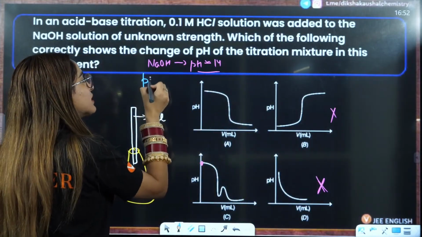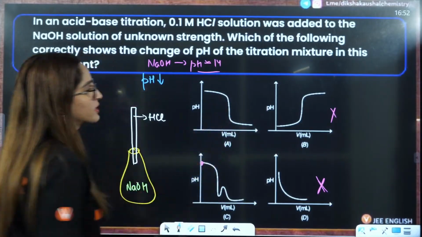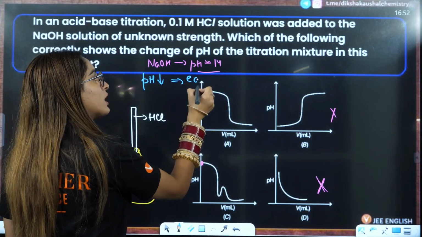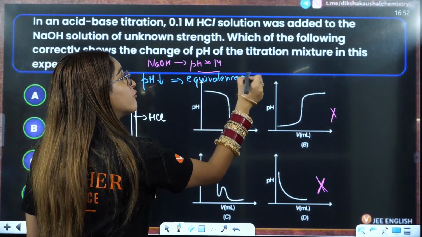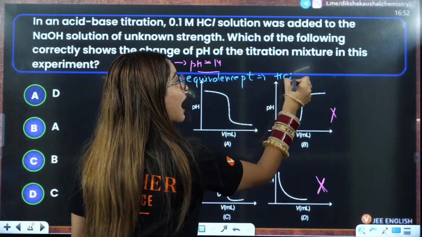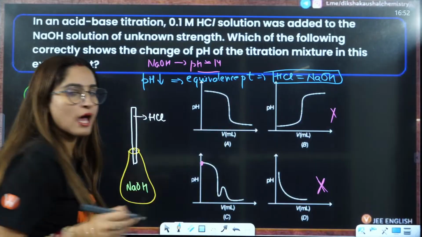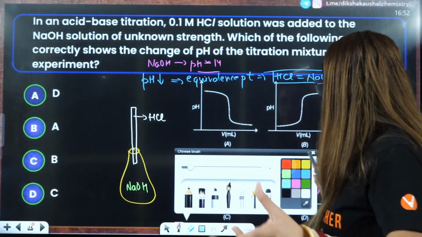Your pH will start decreasing. Ma'am, here also it is decreasing, right? And there will be a point that is called the equivalence point, where HCl and NaOH will be equal to each other. For example, one additional piece of information for you.